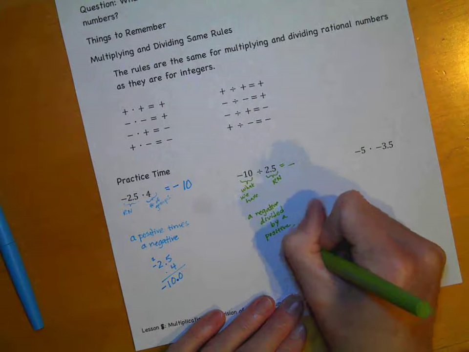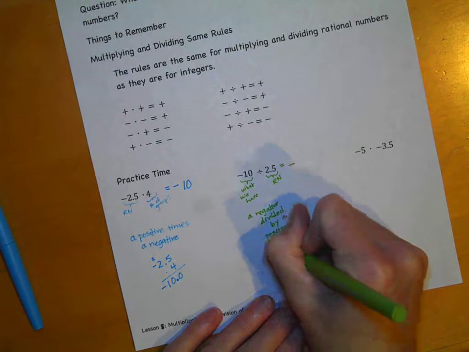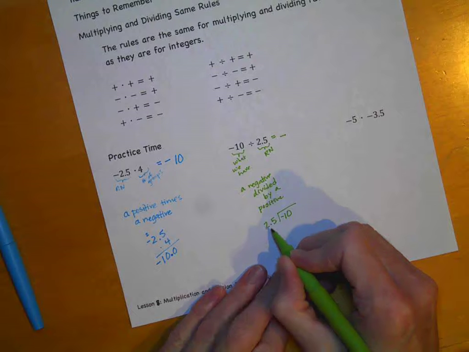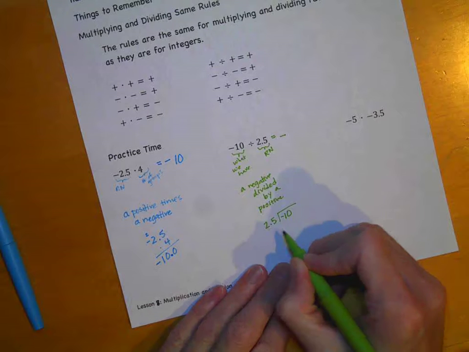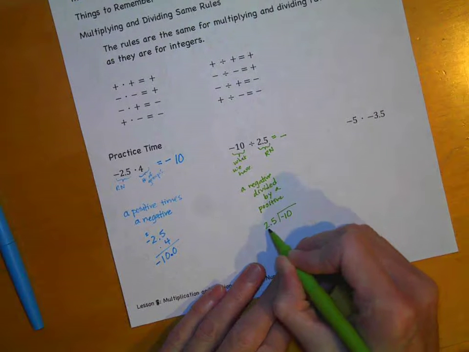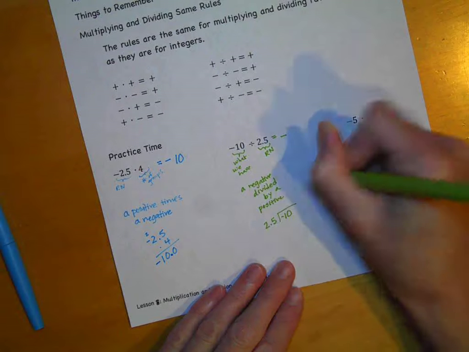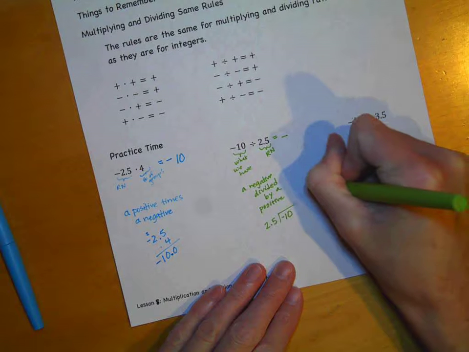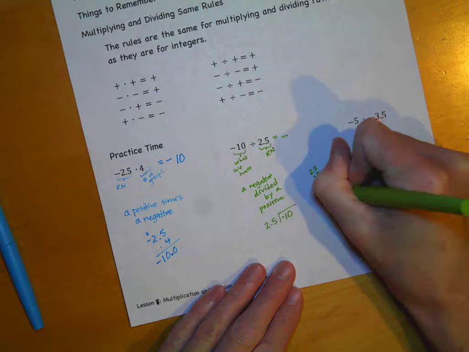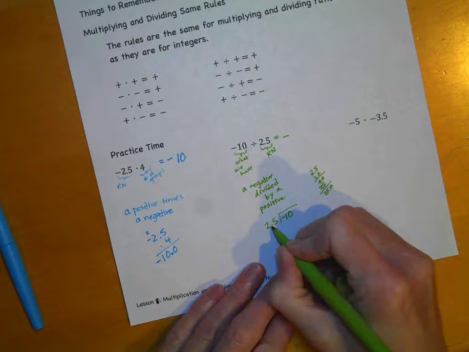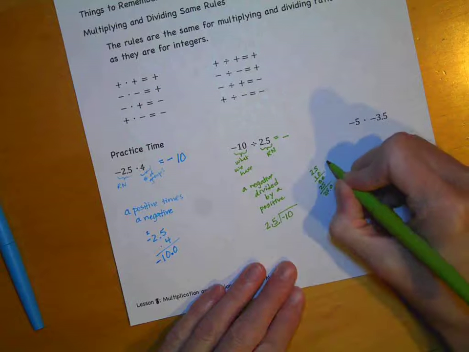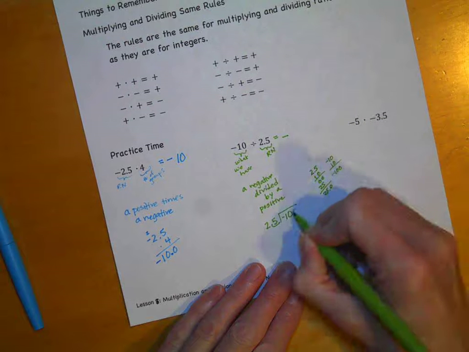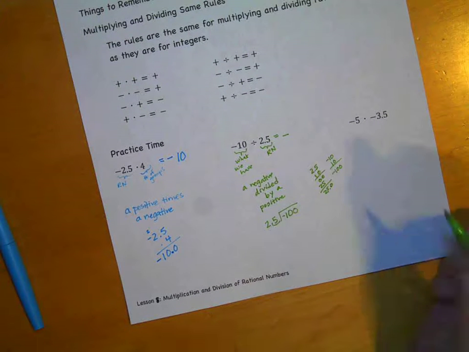And then you just take negative 10 divided by 2.5. And you know that when you're dividing by a decimal, you have to turn the decimal into a whole number. So in order to do that, we multiply both sides by 10. So 2.5 times 10 equals 25. So this is really 25. And then negative 10 times 10 is negative 100. So we're going to make that negative 100.